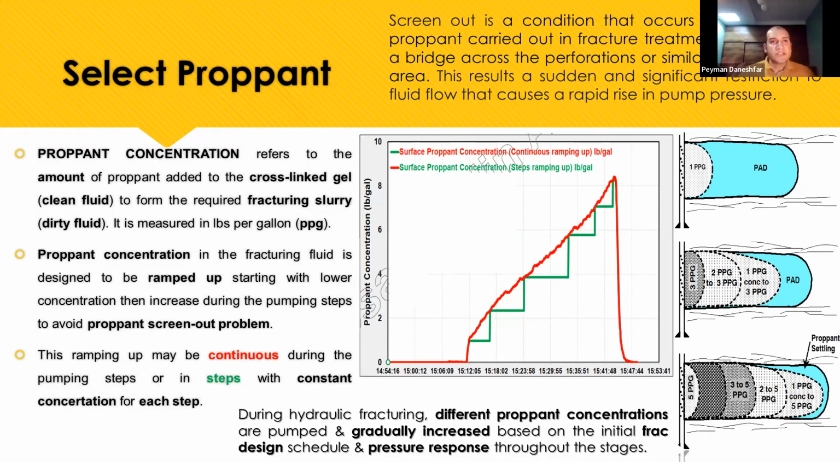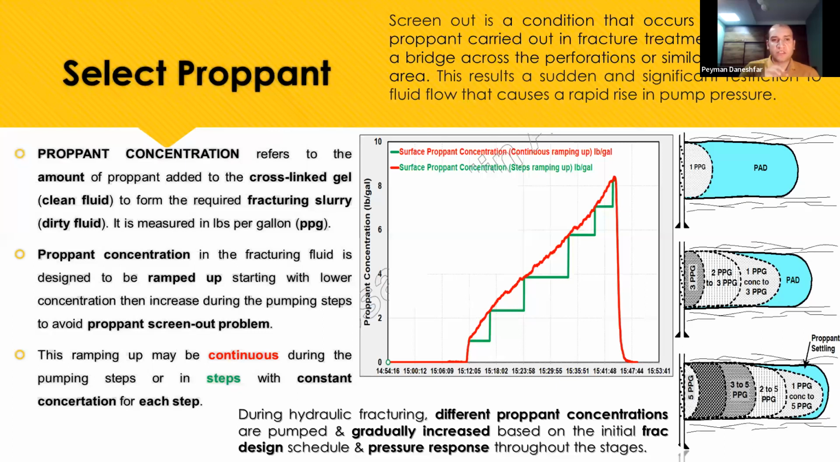So what is the screen out problem? A screen out is a condition that occurs when the solid proppant carried in the fracture treatment fluid creates a bridge across the perforations or a similar restriction in flow areas. This results in a sudden and significant restriction to fluid flow that causes a rapid rise in pump pressure. So ramp stopped.